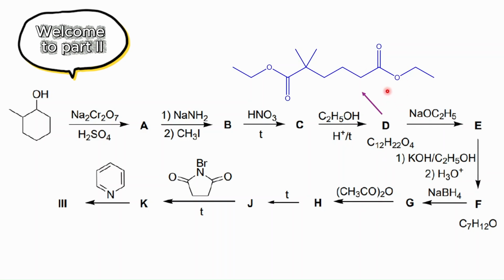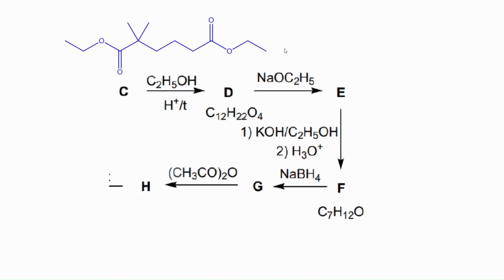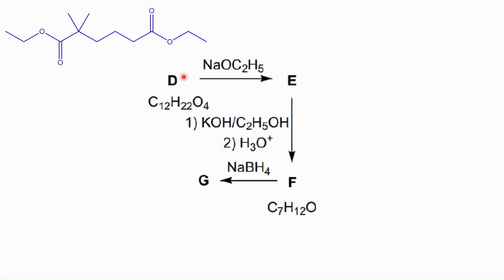Now that we have a structure for compound D, let's solve the next part of the synthesis. And here we have compound D and then going to E and F. And as you can see, F has the molecular formula. So let's apply a similar counting process to develop an idea on what could happen in these two steps.